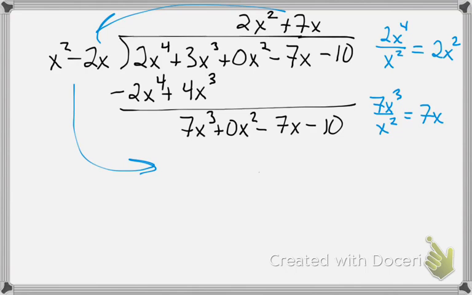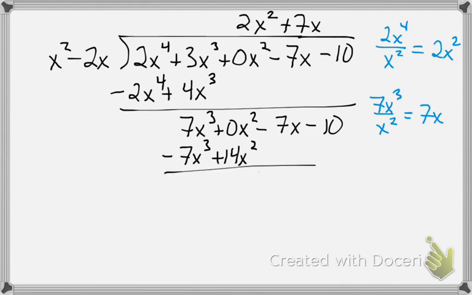Multiply that 7x through the x squared minus 2x, and you get 7x cubed minus 14x squared. So far, so good. Then we flip our signs, and we have 14x squared. Carry down. Minus 7x minus 10.